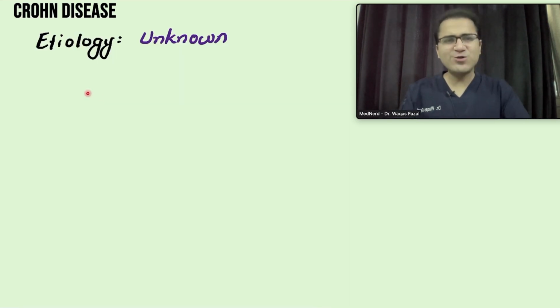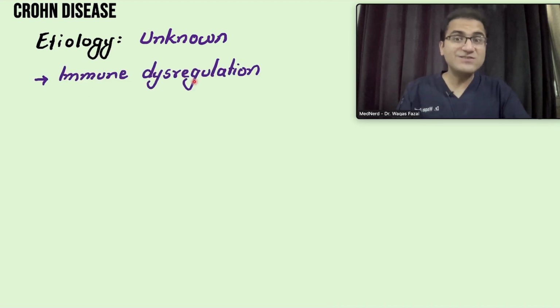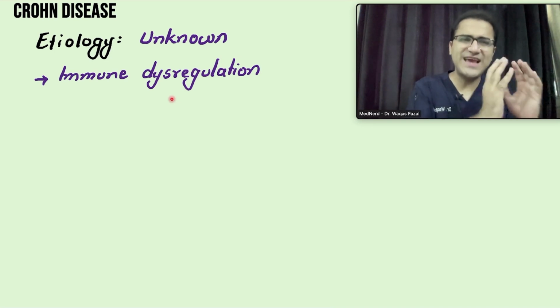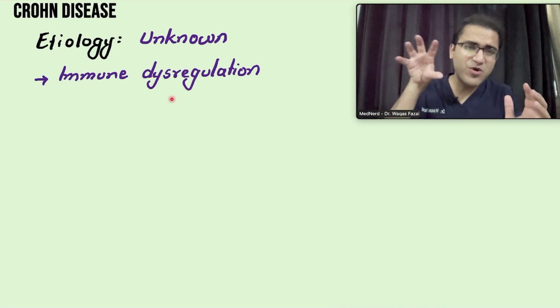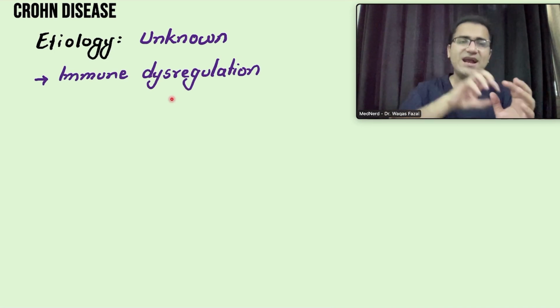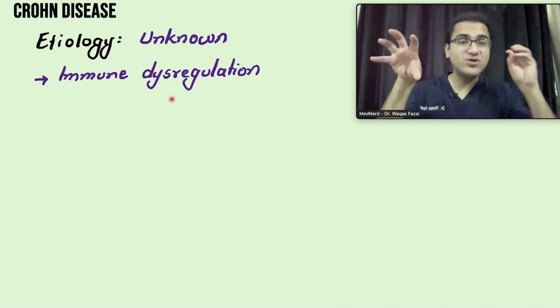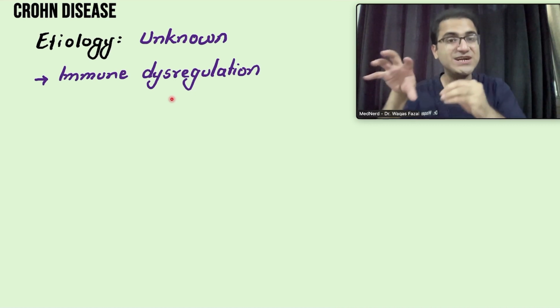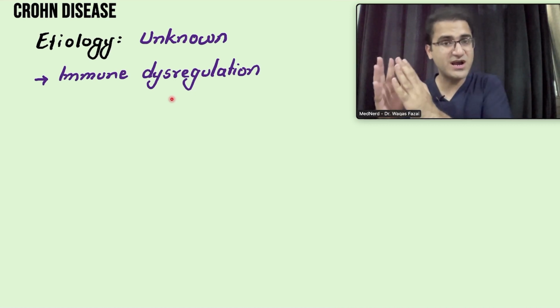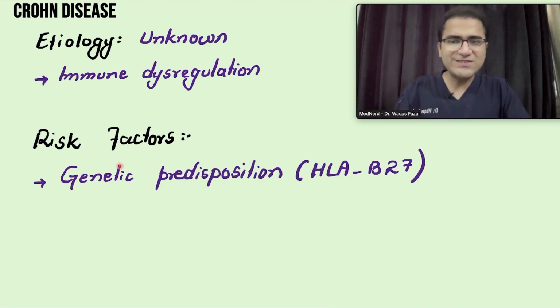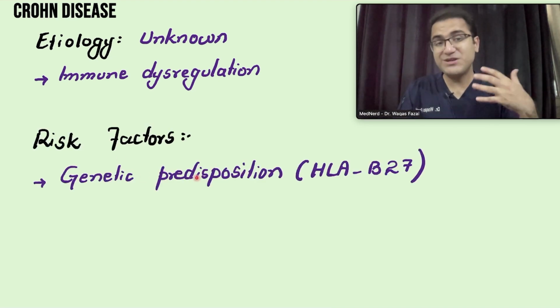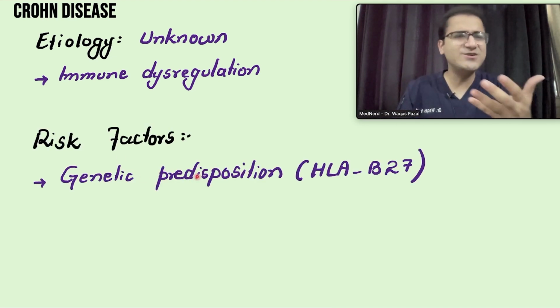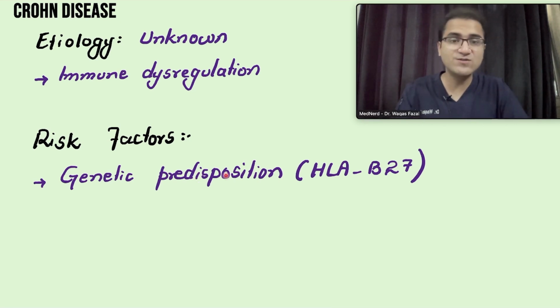Now, the etiology of Crohn's disease is mostly idiopathic. The cause is not known. But immune dysregulation has been known to cause Crohn's disease, where the immune system gets activated against its own body part, the GIT tract, and starts attacking it and causes inflammation of the gut. Now, the risk factors include genetic predisposition. Some patients are predisposed genetically to conditions like Crohn's disease, like the patients carrying HLA-B27.